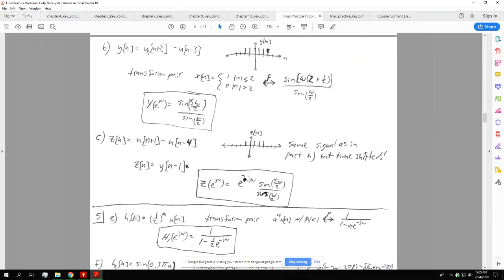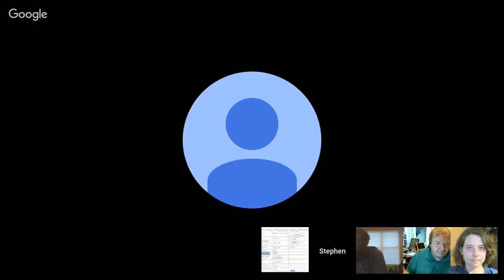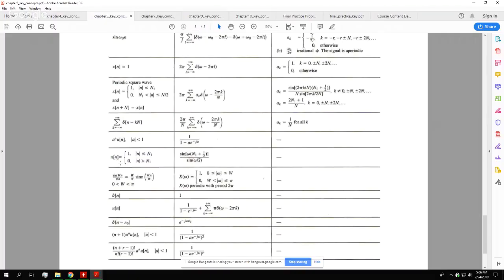So this is u[n+2] minus u[n-3]. So this is basically two step functions next to each other. You could think of it that way. Otherwise, it's just a pulse. There's this one, and this transform pair is the same thing, because this is the absolute value of n, so it reflects across the y-axis.